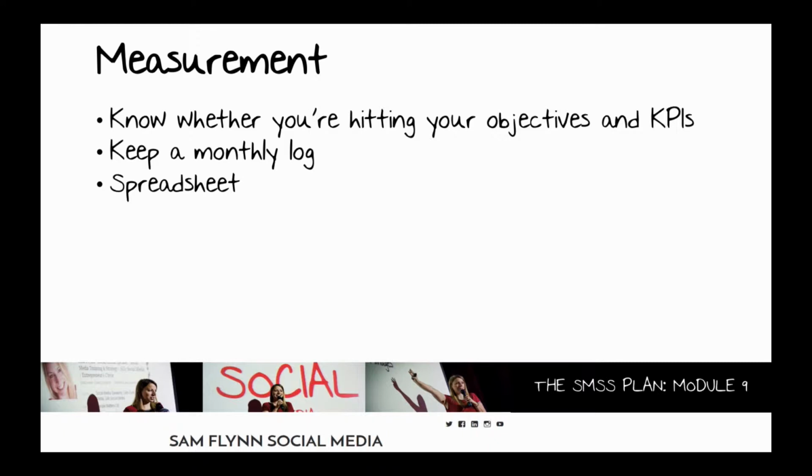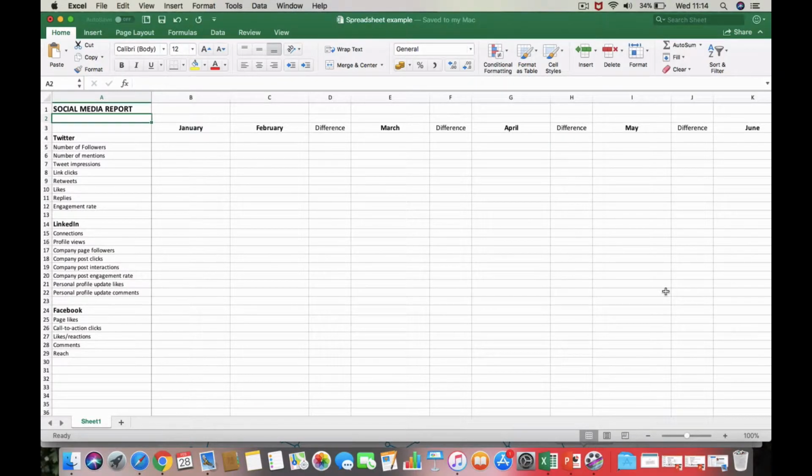So I'm going to show you a quick example of a spreadsheet that you could be using. And what I will do is stick this template in the documents of the group so that you've got access to it. Obviously this template is super simplified. It's not a high level spreadsheet or anything. It highlights the different platforms you're using, things like number of followers, number of mentions, tweet impressions, and so on. So different metrics you might want to measure on those platforms.